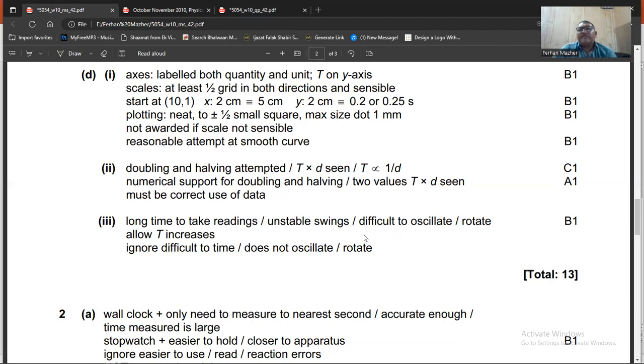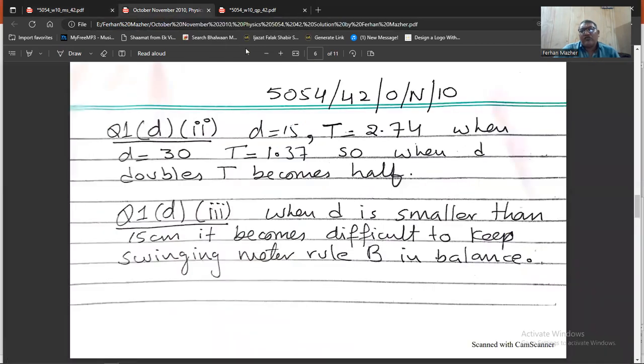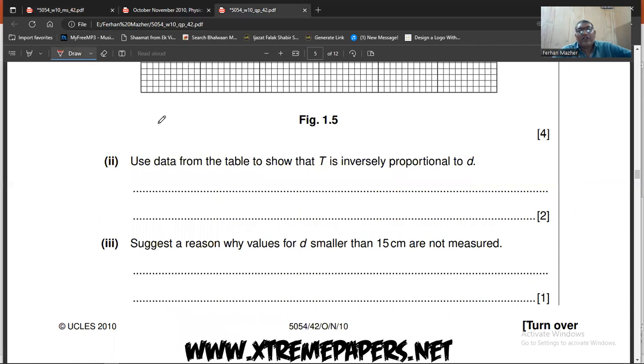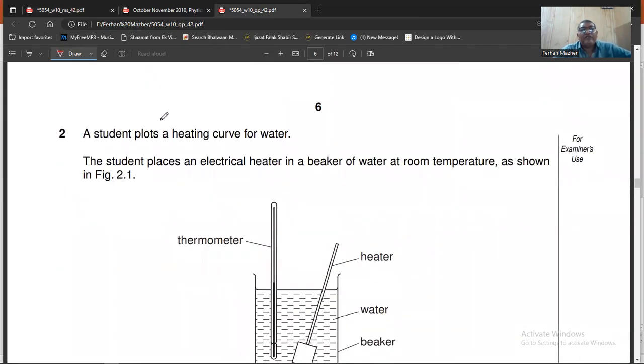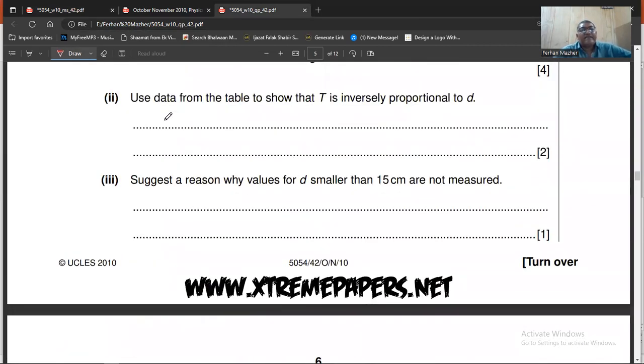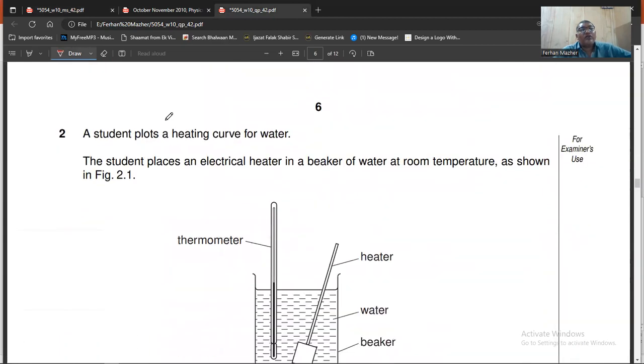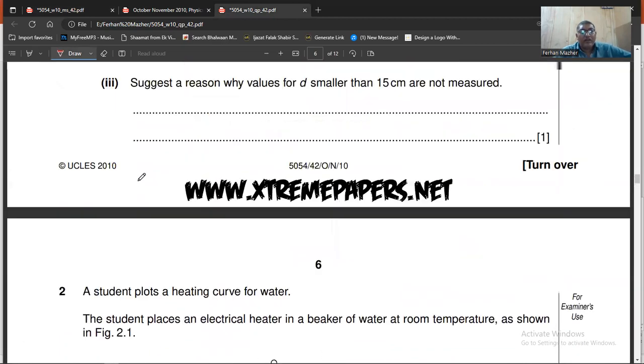Unstable swings, difficult to oscillate, it may rotate, T increases, difficult to time. So my point is that the meter rule B will not be very stable when the D value is less than 15 centimeters. Hopefully you understand this. And now we are going to question number 2.